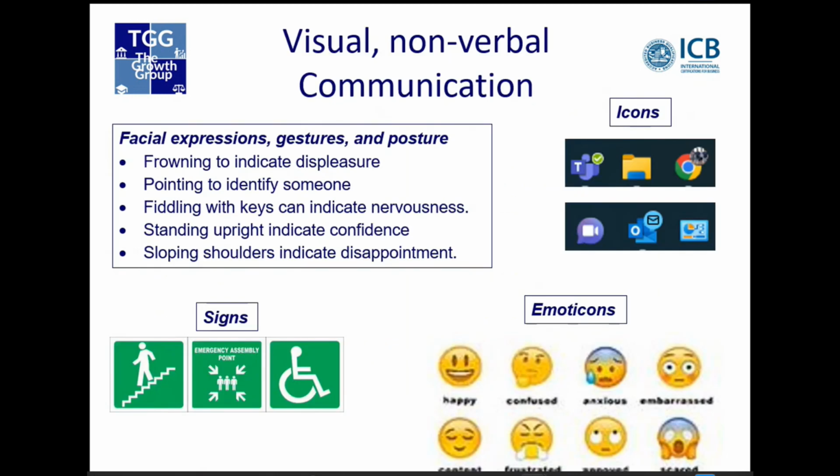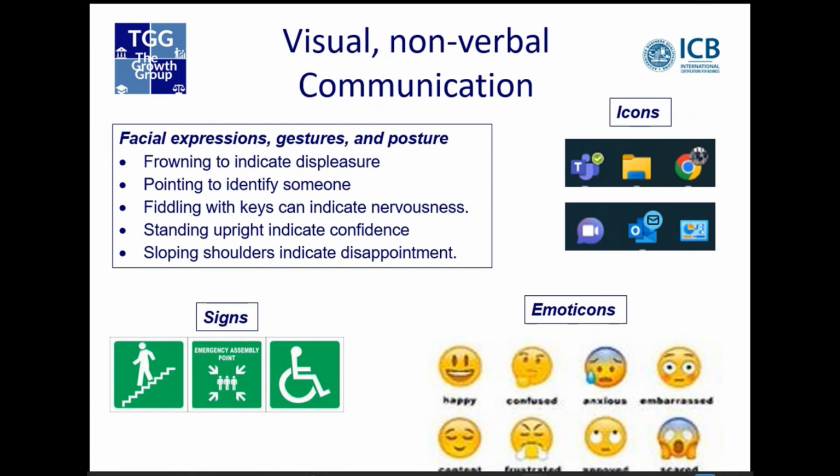Okay. So just a couple of examples here of visual non-verbal communication. So this is communication. It's visual. We see it, but it's non-verbal. So first thing there is facial expressions, gestures, and posture. Frowning, for example, can indicate displeasure. You can point at somebody to identify them.